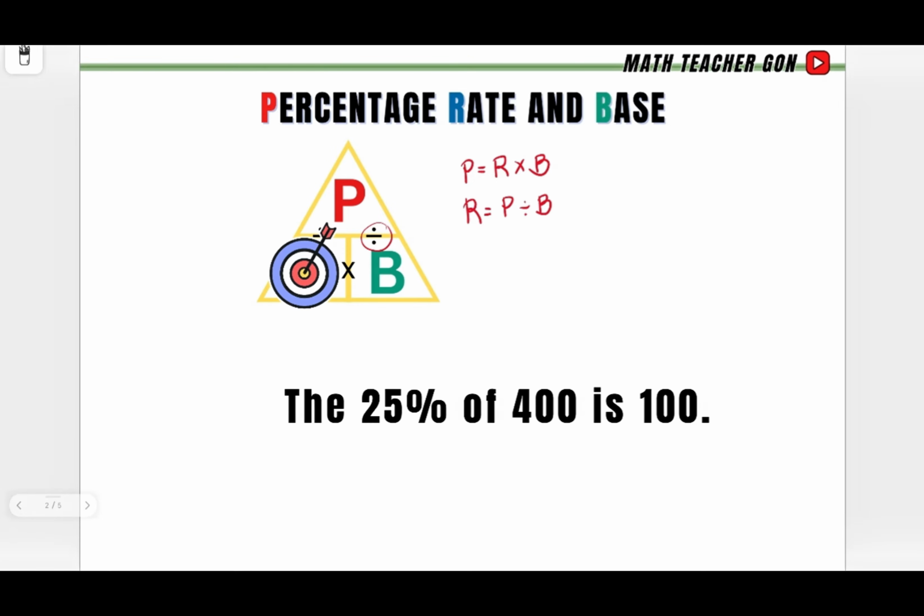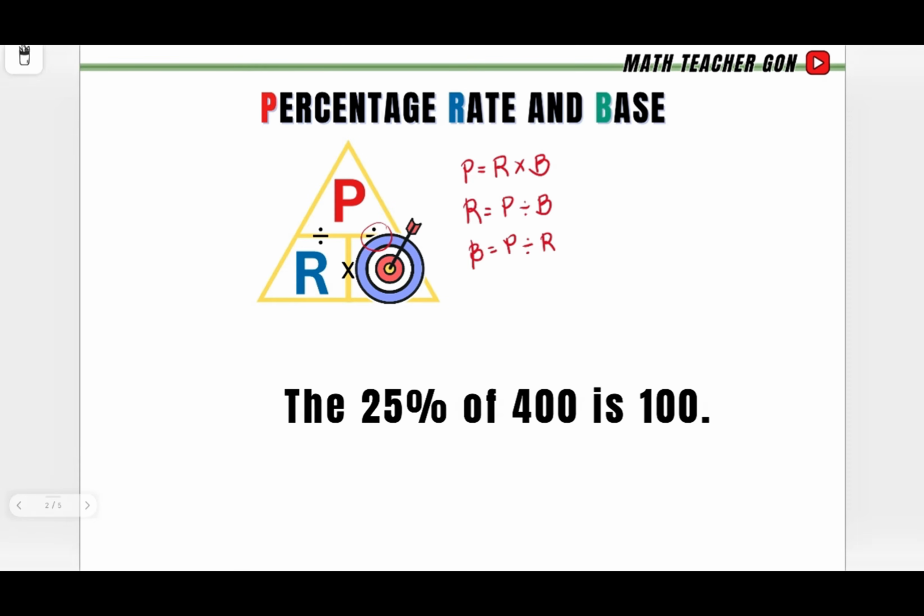Lastly, if we are computing for the base, the remaining letters are P and R. Again, P is on top of R, so we will be dividing P by R, or the percentage divided by the rate. Now, I have a sentence: 25% of 400 is 100.